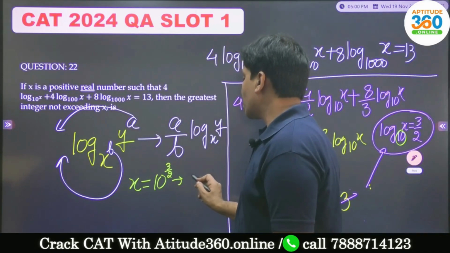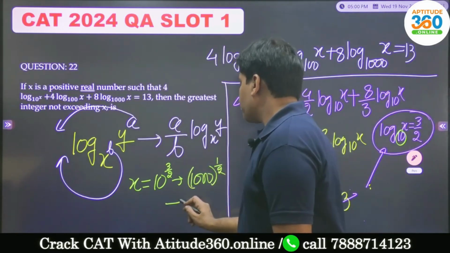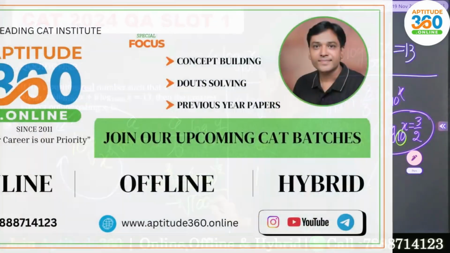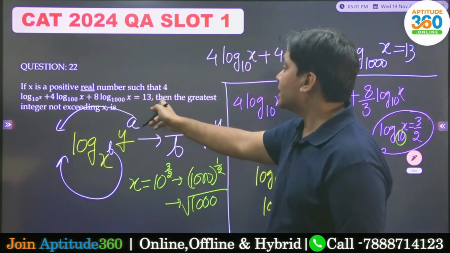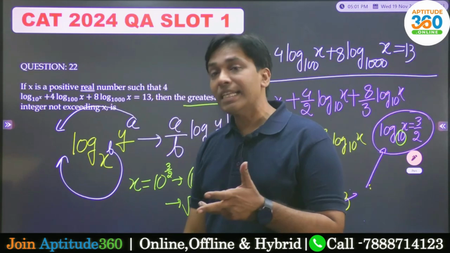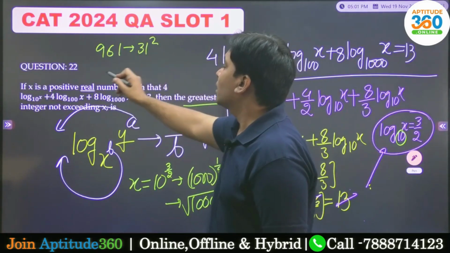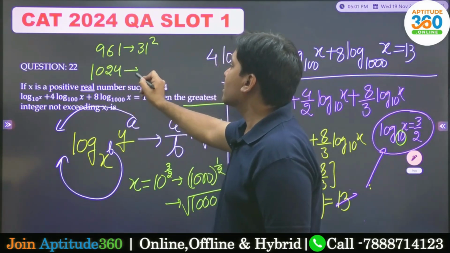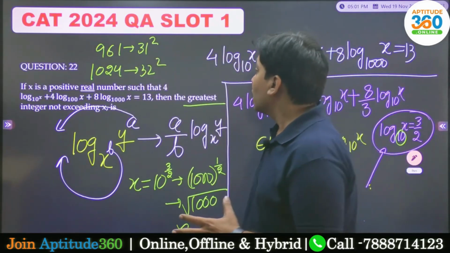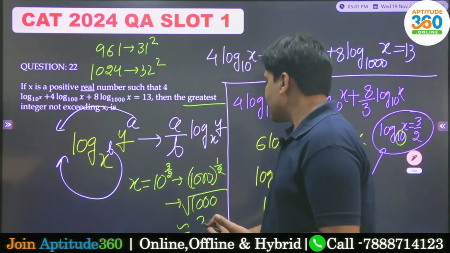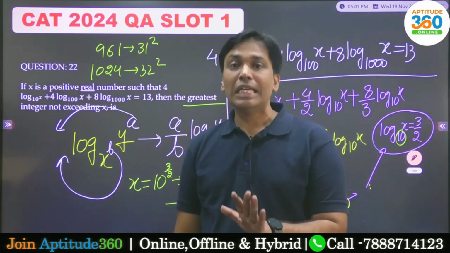What is the meaning of 10 raised to 3 by 2? 10 raised to 3 is 1000. So it is nothing but the square root of 1000. And what is it that they are asking in the problem? If x is a positive real number such that, then the greatest integer not exceeding this value. Please understand this. 961 is the square of 31. And then 1024 is the square of 32. And if you want to find an integer which is not exceeding, obviously this is going to be 31. So what is the answer of x? The answer of x is coming out as 31.